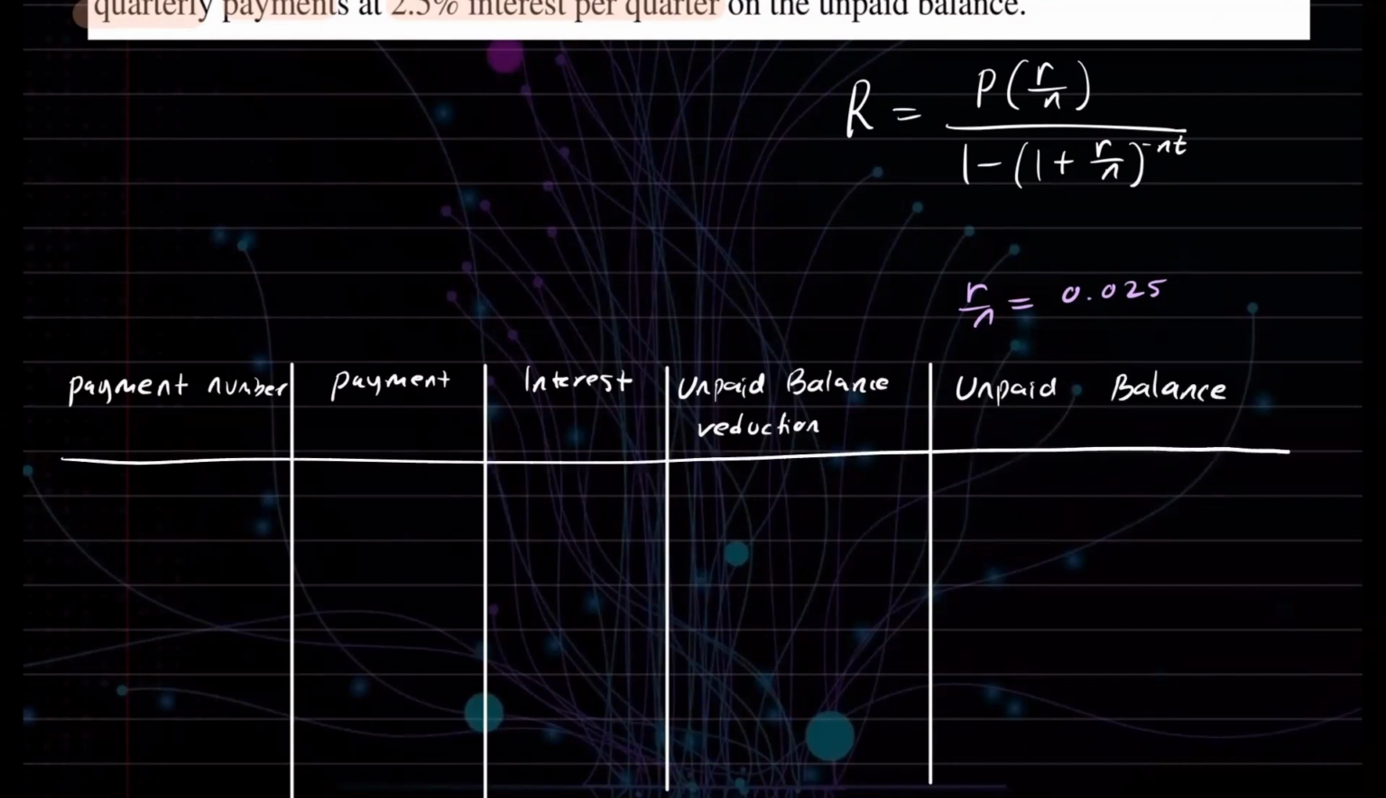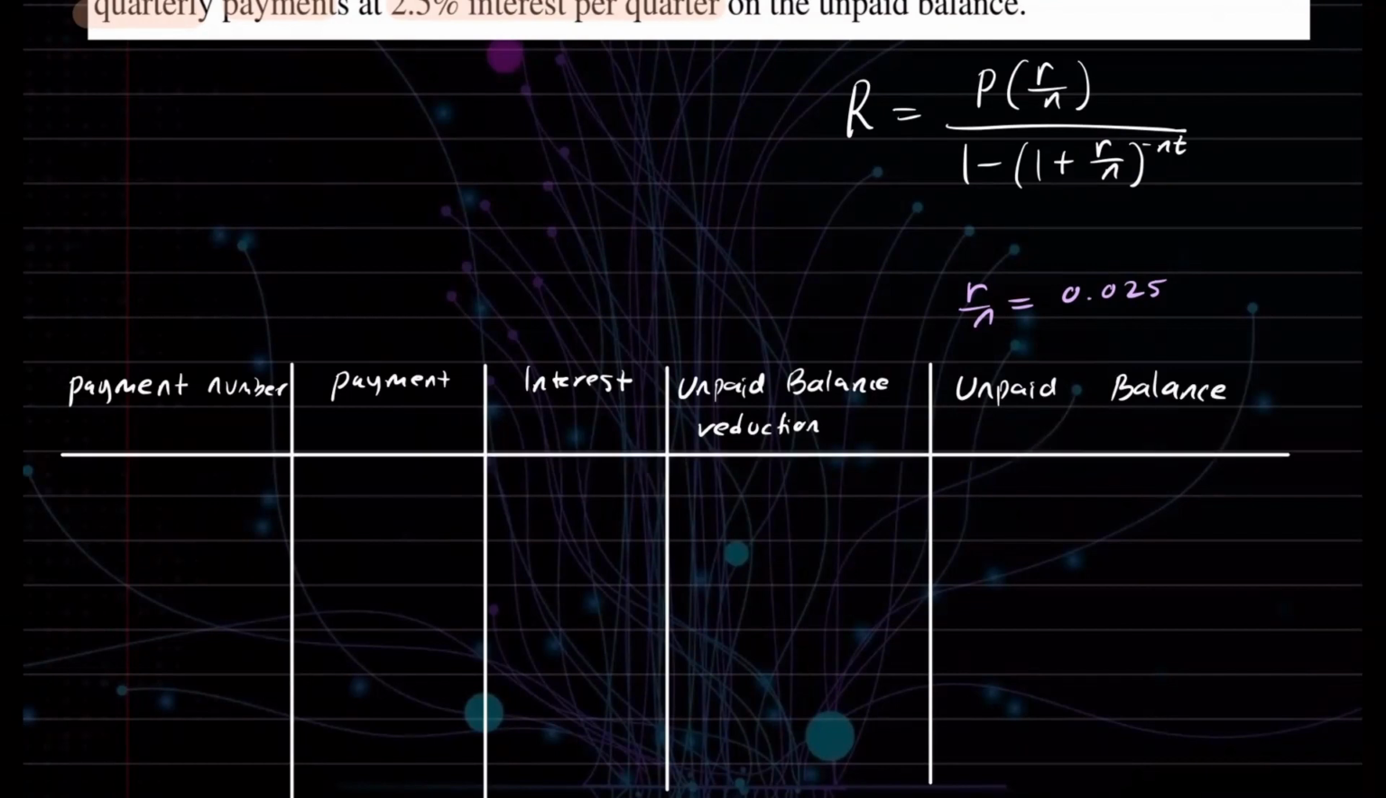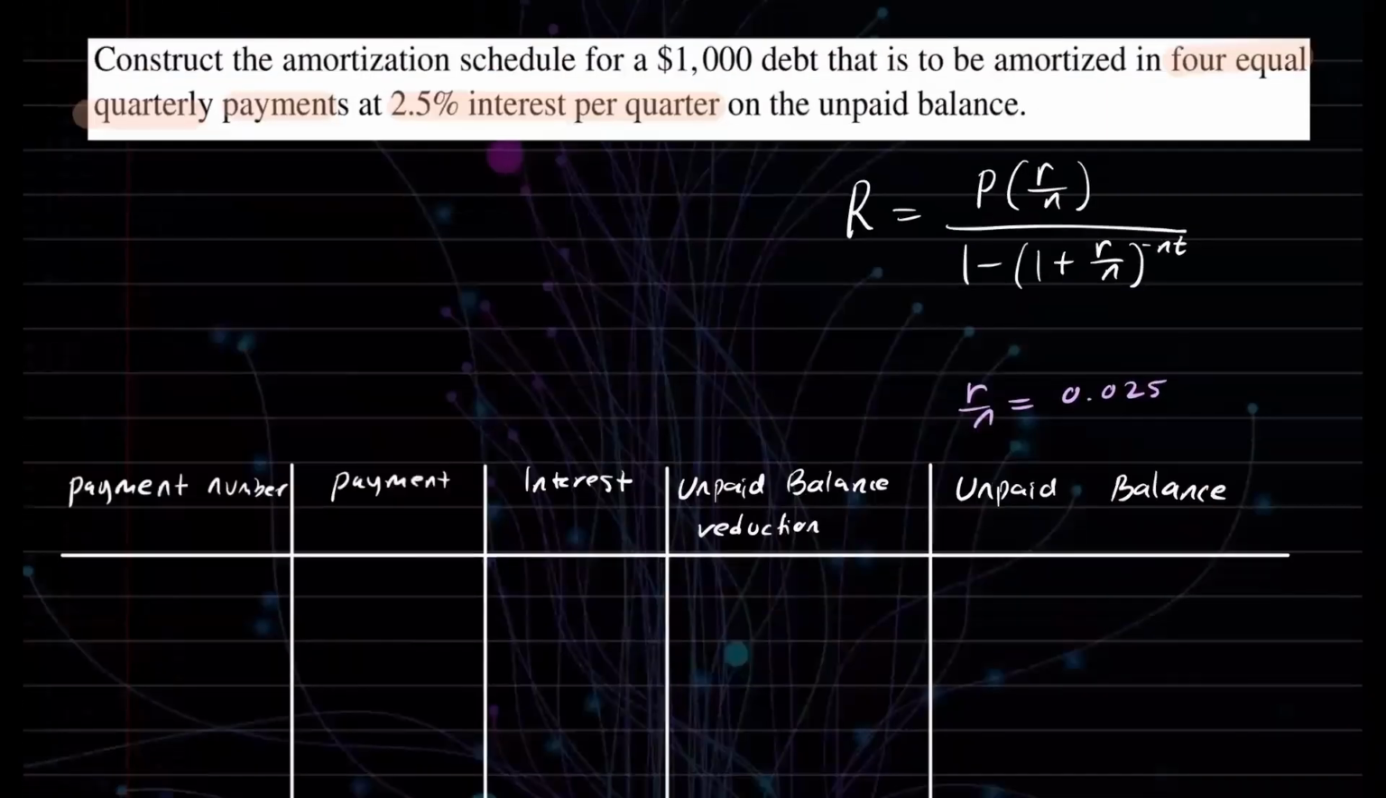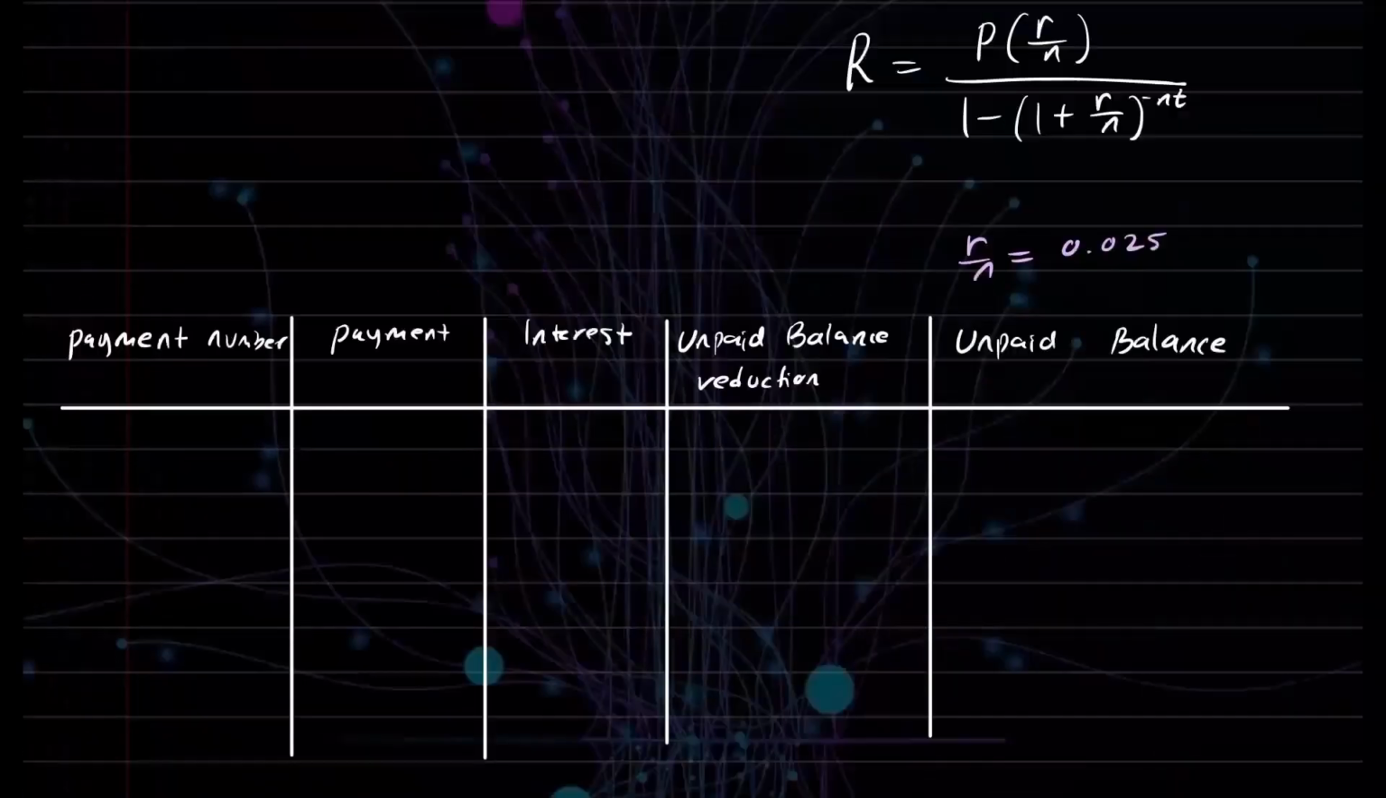Now we're making a total of 4 payments. That's what the problem says, 4 equal quarterly payments to pay off this loan. So the balance will be 0 after the 4th payment has been made. You start with the first row, 0. No payment has been made, you start with your loan. So you have your unpaid balance of $1,000. All of these others are going to be empty.